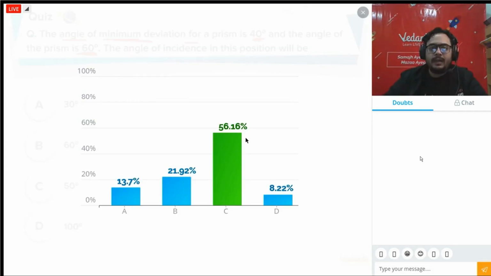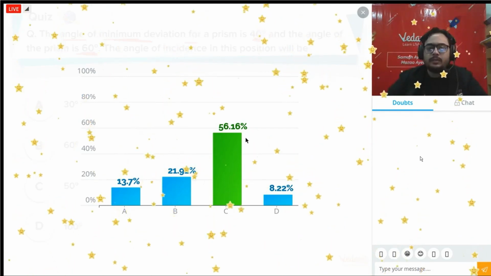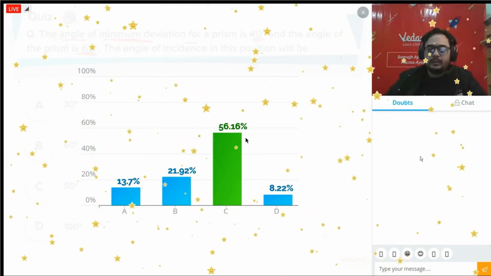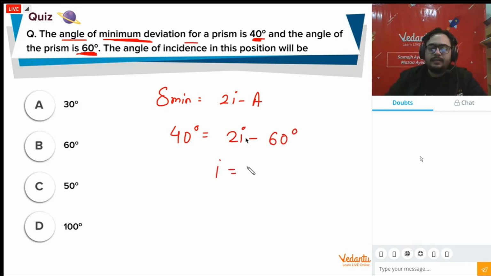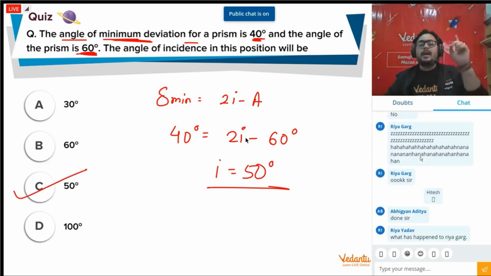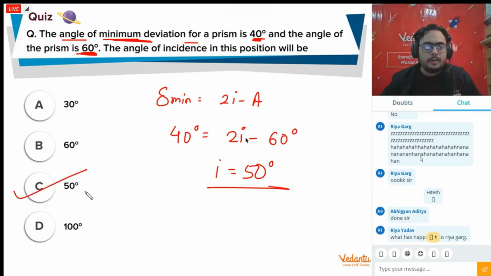57%, that is an okay score. We will take stars. So the formula you had to use is delta minimum is equal to 2I minus A. This is given 40 degree. This will be 2I minus A is 60 degree and I you will get is 50 degree. Any doubts in this? That is why I tell you to copy the formulas properly.